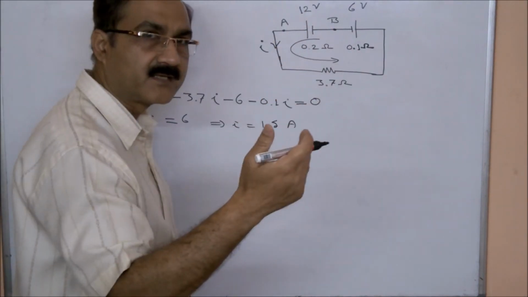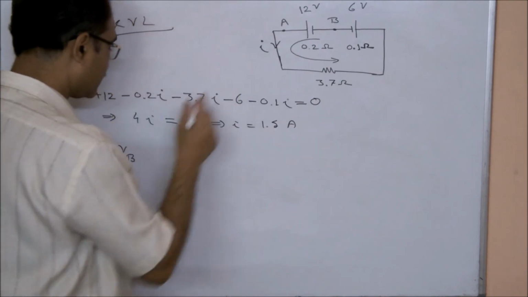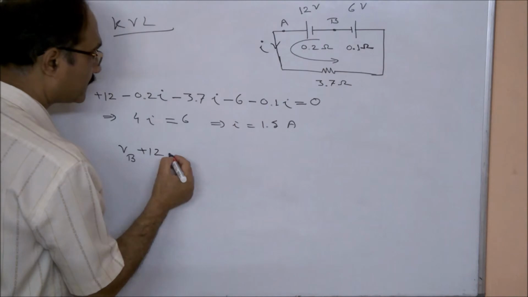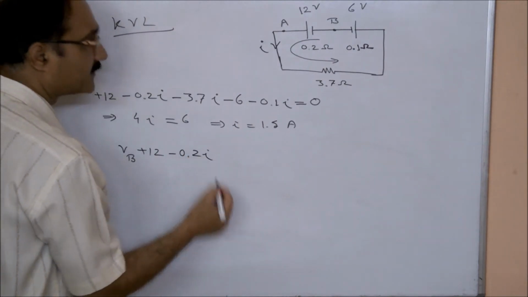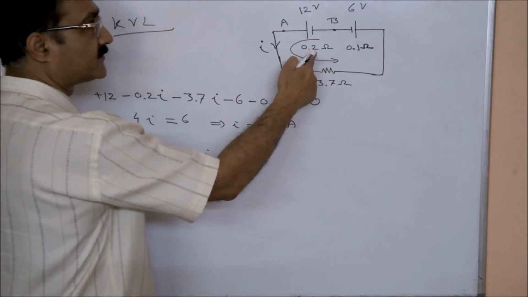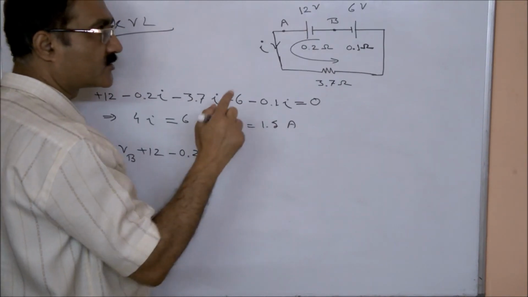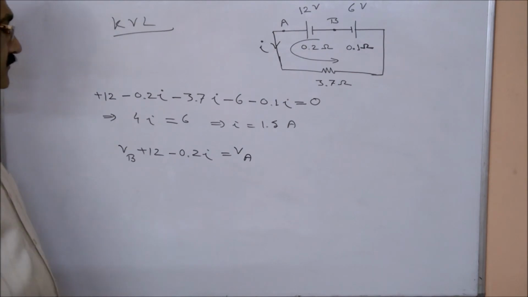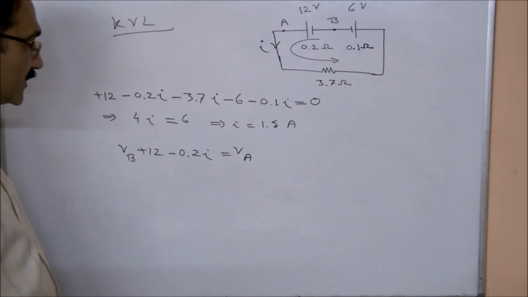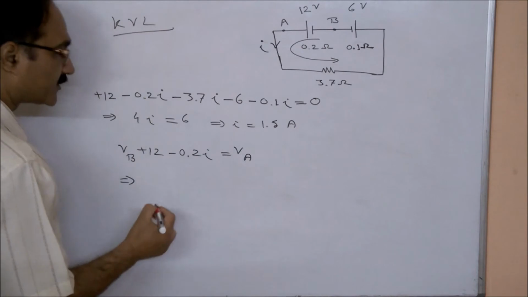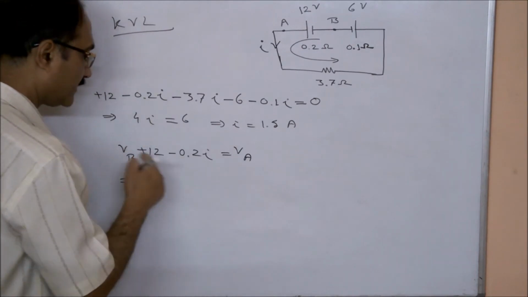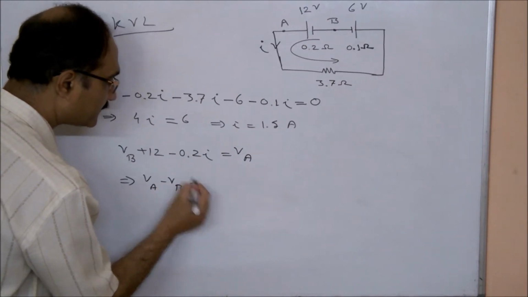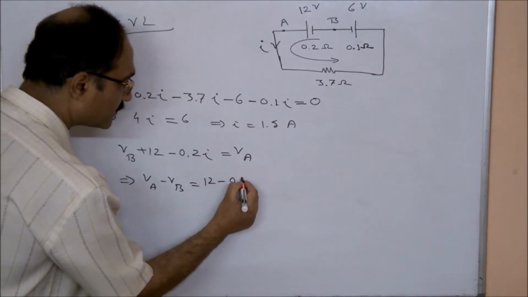Entering this cell from the negative terminal, so like before, this will be plus 12 and the potential drop will be minus 0.2 I in the internal resistance. So then after this I reach this point, so that is potential of A. Okay? Now we have to find the potential difference between VA and VB. So I transfer it there. So this will become VA minus VB equal to 12 minus 0.2.